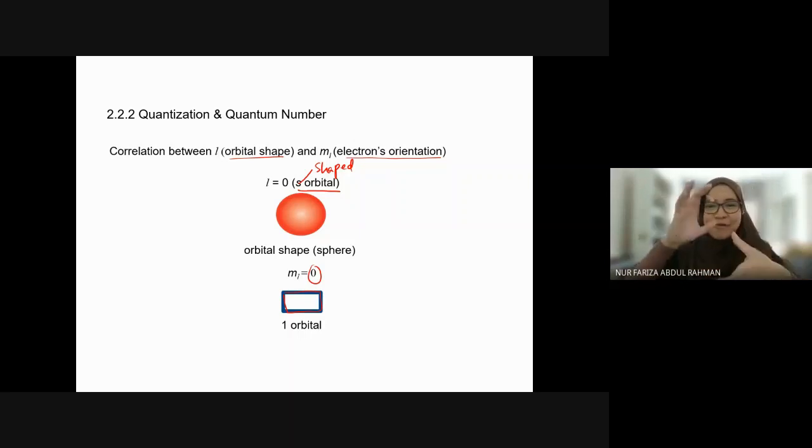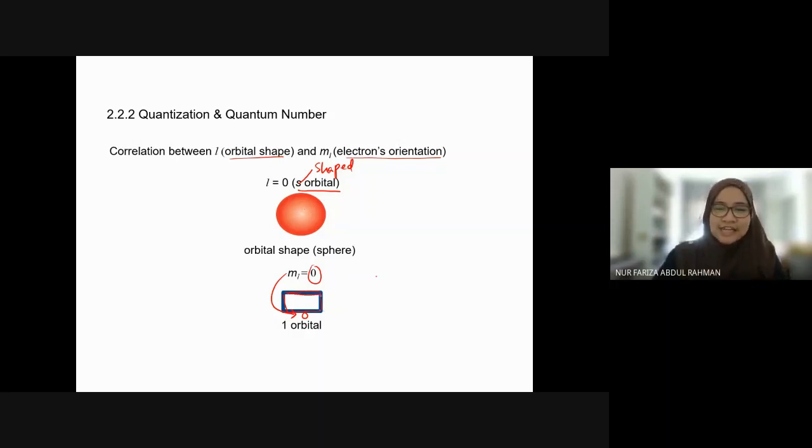So either way pun buat macam mana shape dia tu, X axis, Y axis or Z axis, there will be no difference lah. Dia tak ada orientation, dia sama je. So that's why there is only one orbital for S shape orbital. So kalau saya nak represent dia, bilik dia ni nombor dia 0. So this is ML.